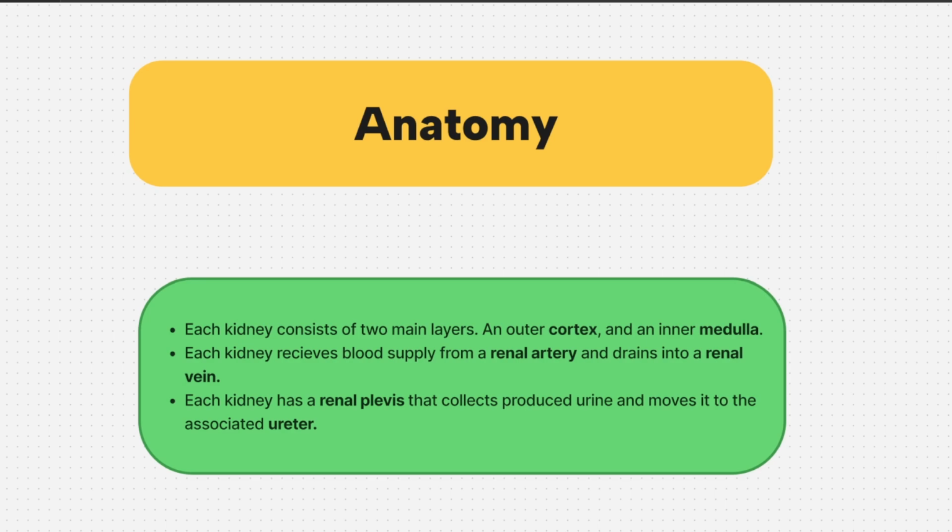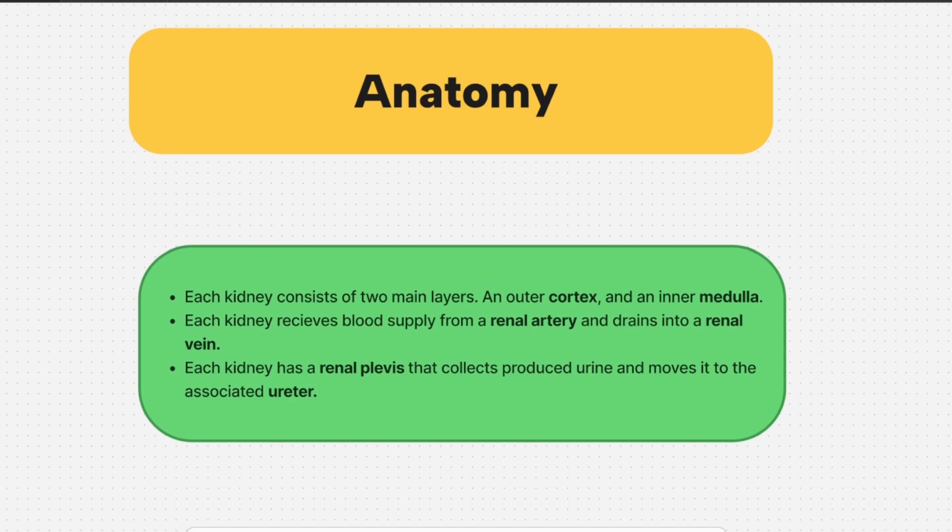and after filtration, the product that we have is urine, and that is carried to the bladder through something called the ureter. This is the tube that carries the urine from the kidney to the bladder, where it's stored, and then it is voided during micturition, basically.